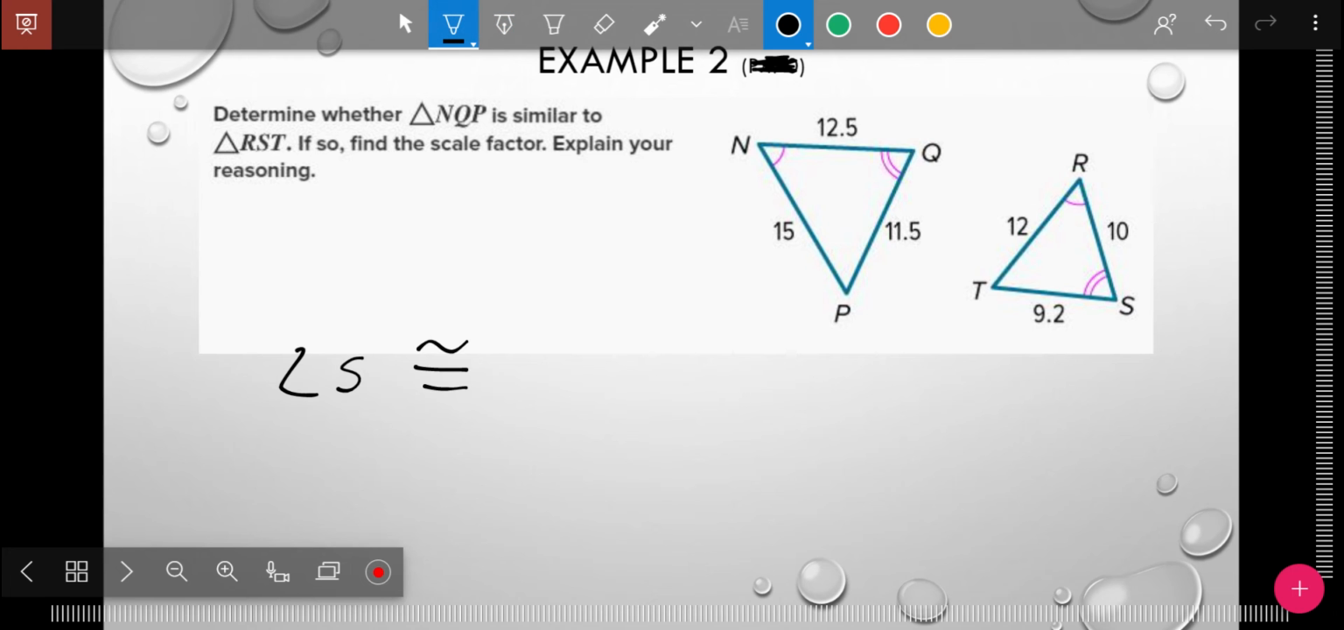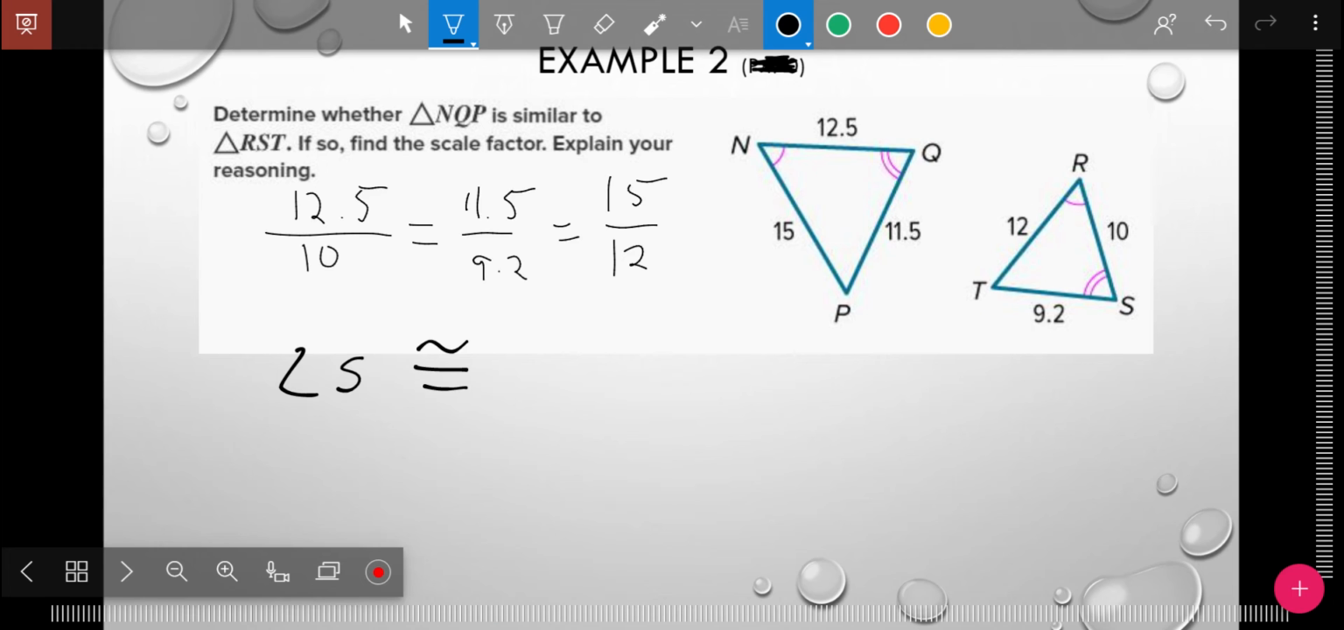To test the sides, I got to pair the sides. So NQ is 12.5, and RS is 10. I then do the next one. QP is 11.5. QP goes with ST is 9.2. And then NP is 15. And NP goes with RT is 12.